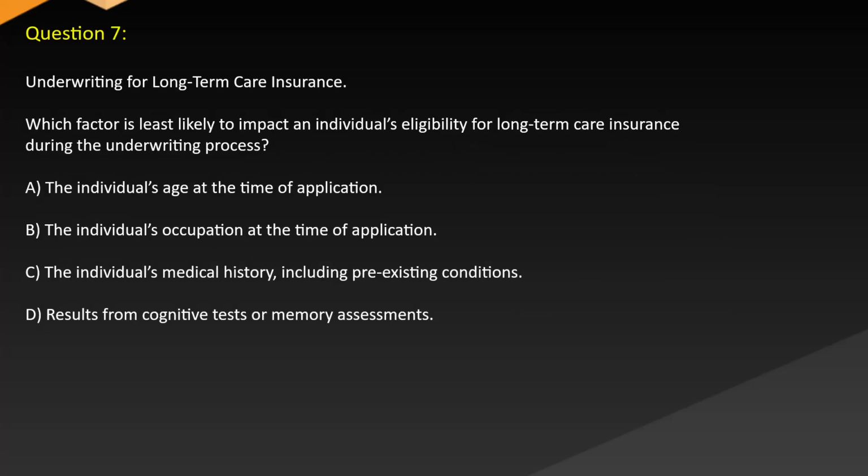Question 7. Underwriting for long-term care insurance. Which factor is least likely to impact an individual's eligibility for long-term care insurance during the underwriting process? A. The individual's age at the time of application. B. The individual's occupation at the time of application. C. The individual's medical history, including pre-existing conditions. D. Results from cognitive tests or memory assessments.